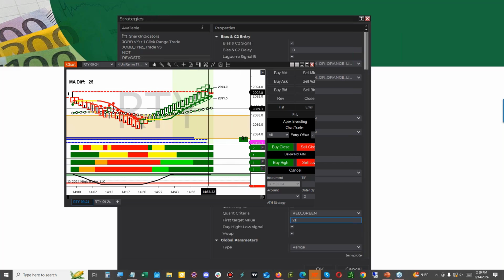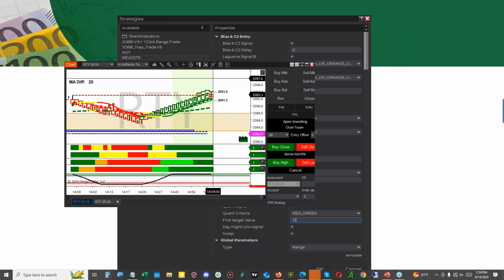So we have the 50 period moving average right here, our 15 period moving average. And this MA diff up here in the corner is telling us how far away from the 50 the market is. When it gets too far away from the 50, 90% of the time, it will start pulling back within a candle or two.